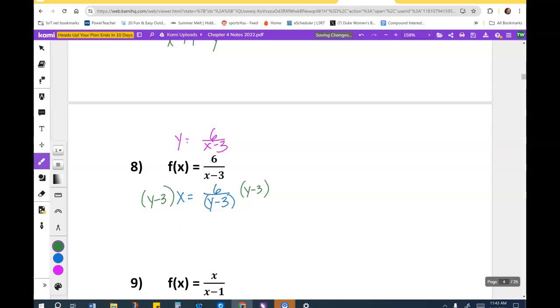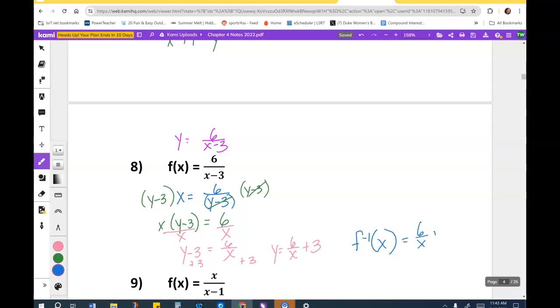Actually, I'm going to just leave it alone for a minute. We're going to do x times y minus 3 equals, these are going to cancel, so that equals 6. Now, I'm trying to get y by itself, so I'm going to divide by x to move it back over here. That'll leave me y minus 3 equals 6 over x, and then I'm just going to add 3 to both sides. So I have y equals 6 over x plus 3. That means my inverse function is 6 over x plus 3.